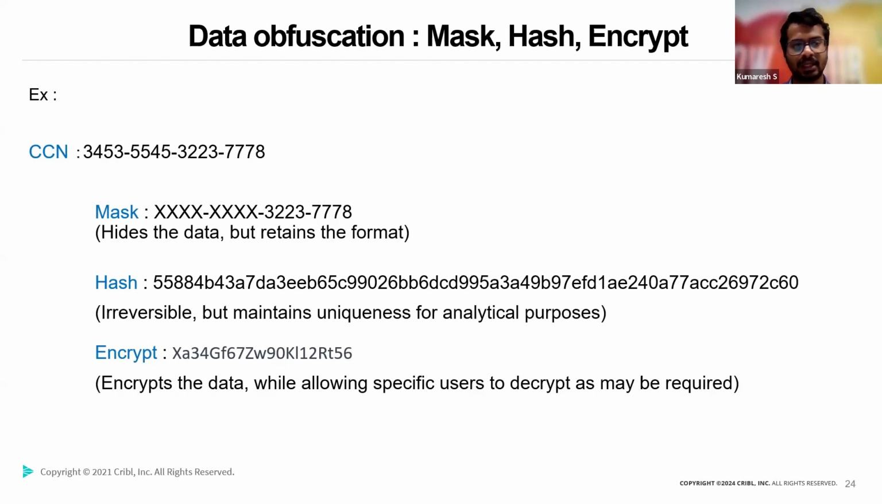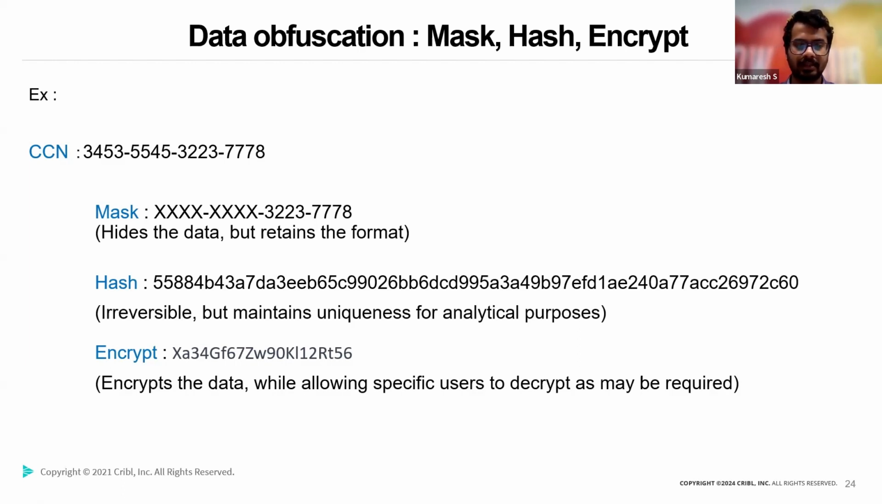And there is also what we discussed in data obfuscation, which you can apply to sensitive data. Let's take credit card numbers as an example. There are a couple of different ways to protect sensitive data: you can mask it, hash it, or encrypt it. Masking means you're just hiding a certain part of the data, but it still retains the format. In the case of hash, it is irreversibly converted, but it is always going to be unique. So even though the private information is not visible to the users, they can still perform analytics on these values.